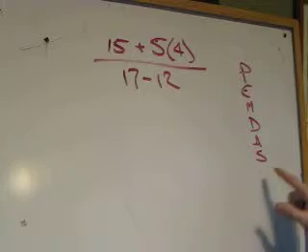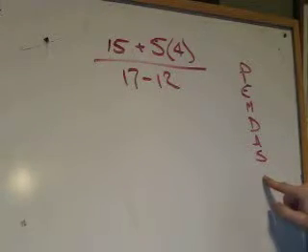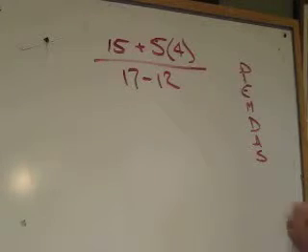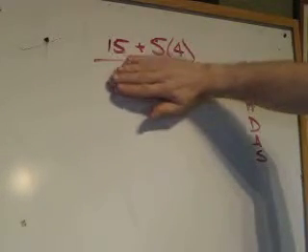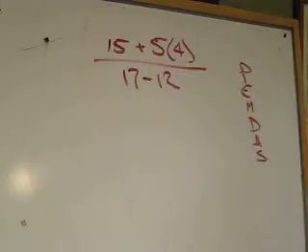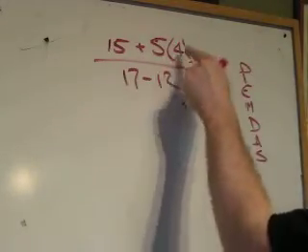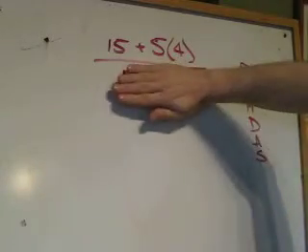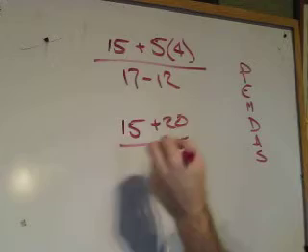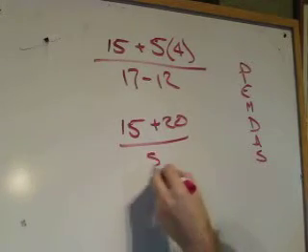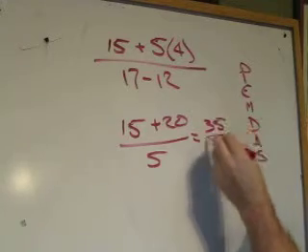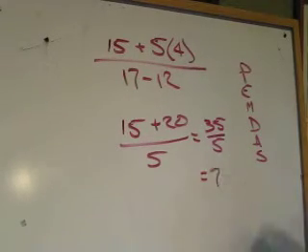It's the last step. There really should be an extra one here on PEMDAS. So, which means you can do multiple steps at a time as long as you're doing one step up here and one step down here, because they're not interfering with each other. So let's do that. 15 plus 5 times 4. We're going to completely ignore this. 15 plus 20 over 17 minus 12 is 5. And that ends up being 35 over 5, which gives me an answer of 7.